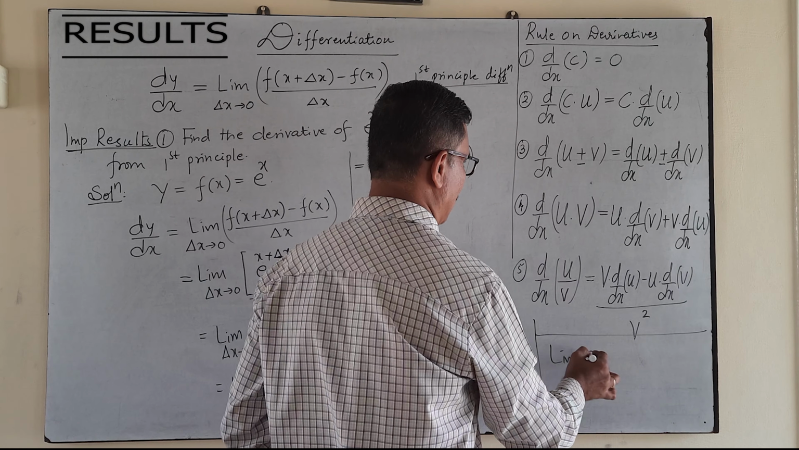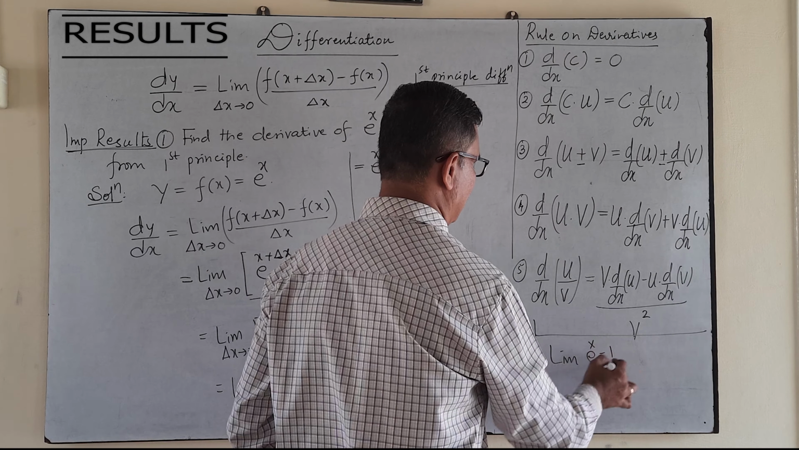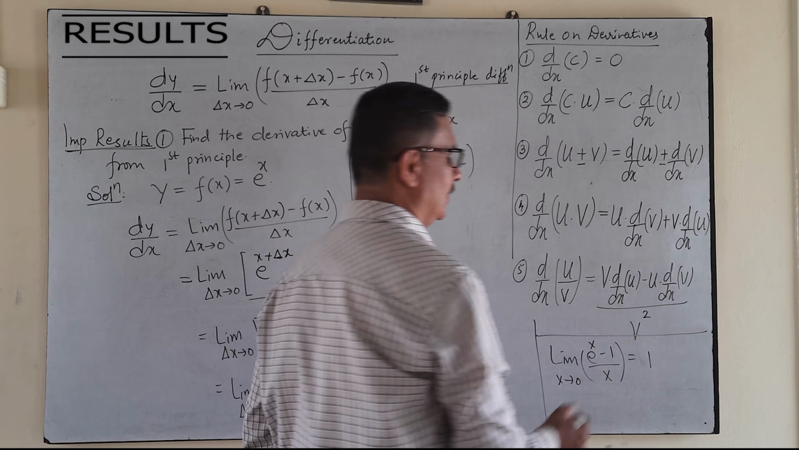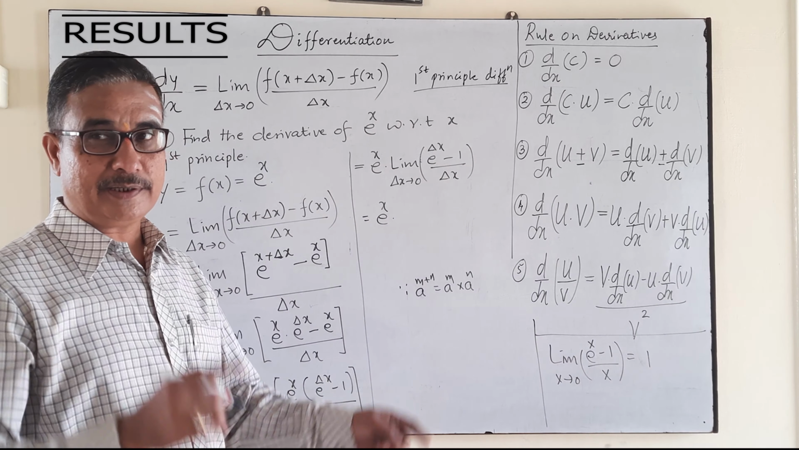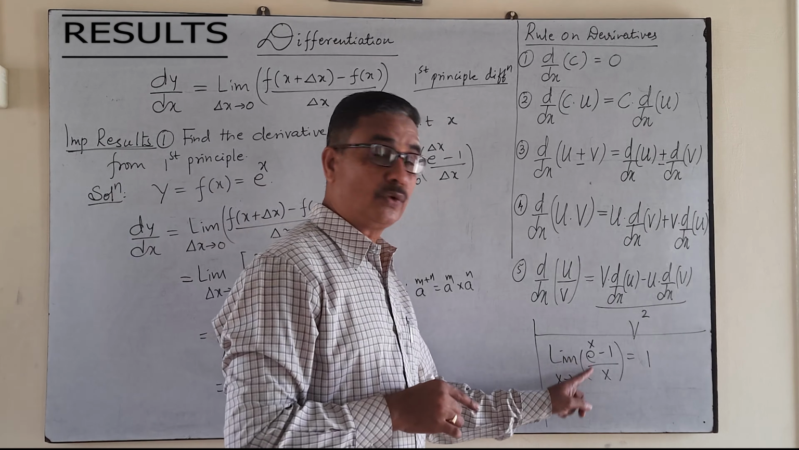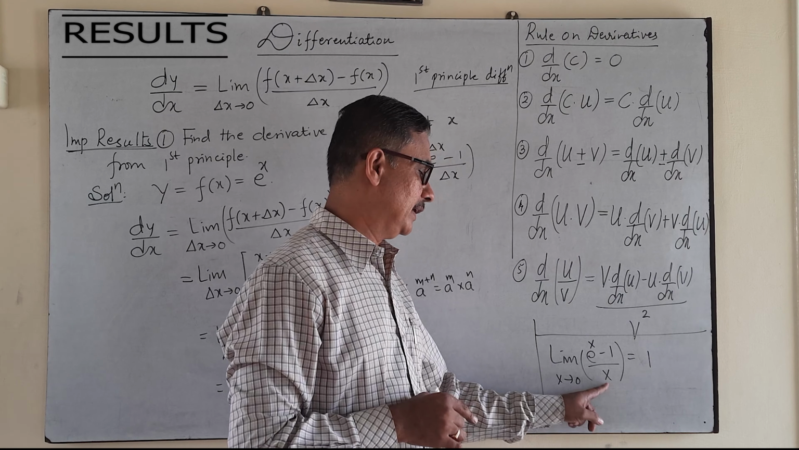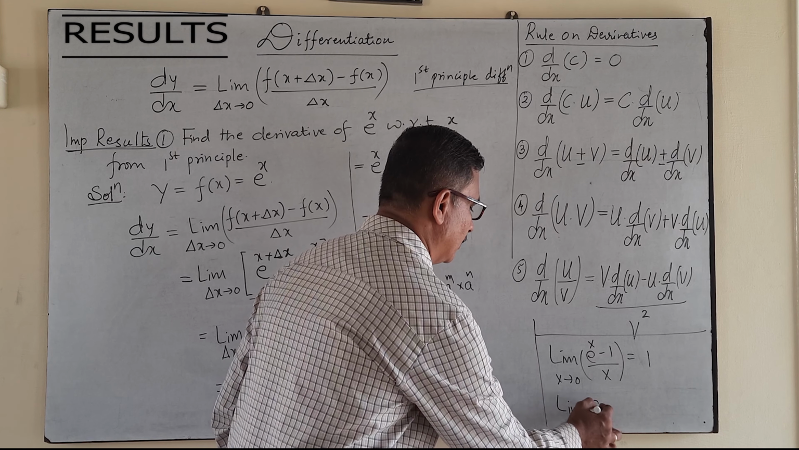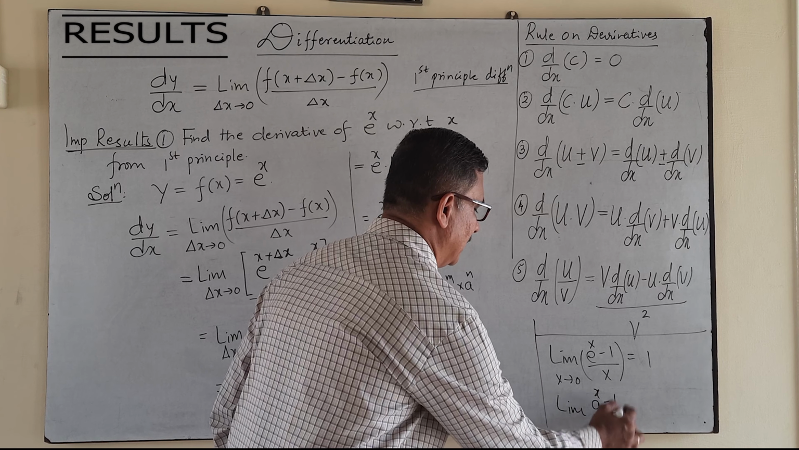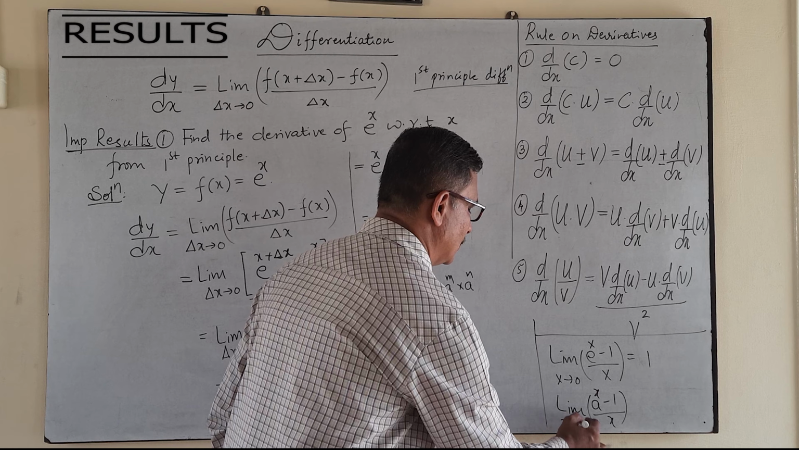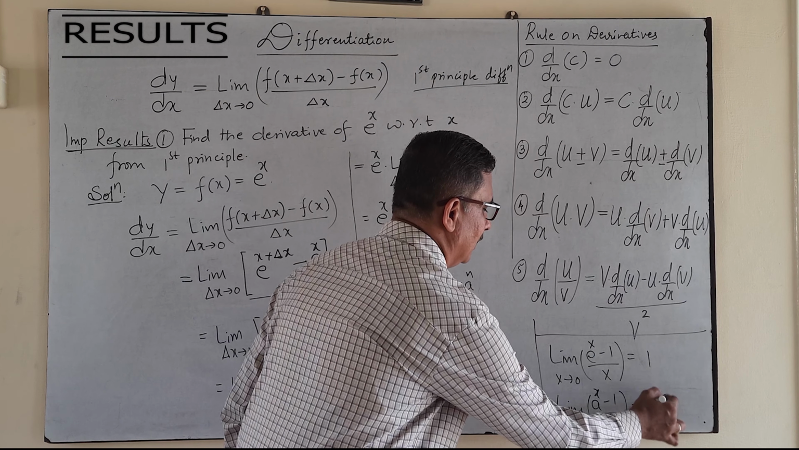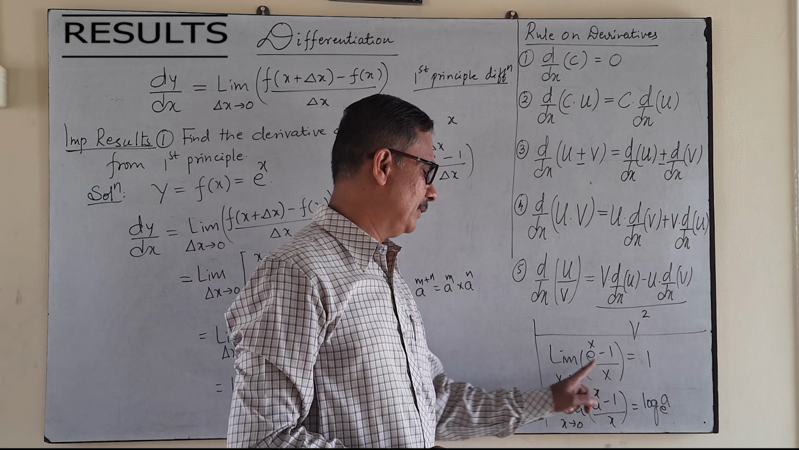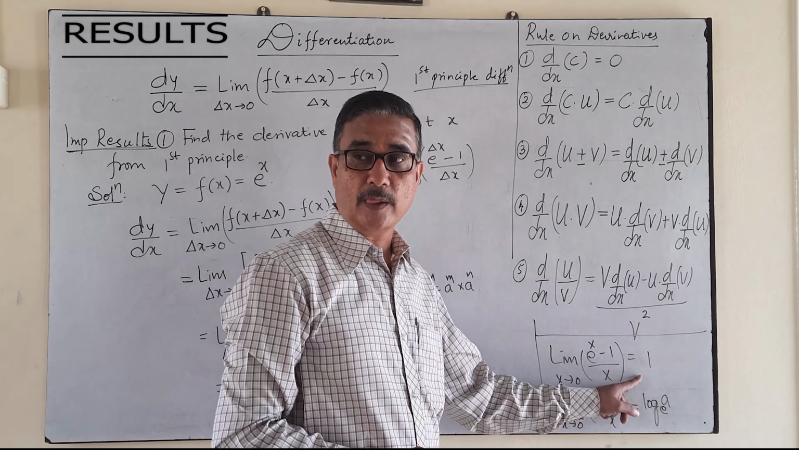If you have noted the limit, what is it? Limit of e power x minus 1 divided by x as x tends to 0. What is its value? Its value is 1. Two important limit results, namely e power x minus 1 divided by x as x tends to 0 has value 1, and one more formula, limit of a power x minus 1 divided by x as x tends to 0 is equal to, what is the formula? Log a to the base e. Remember, e power x minus 1 divided by x as x tends to 0 has value 1.